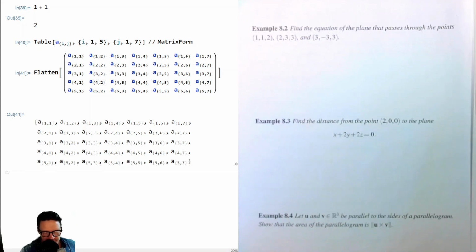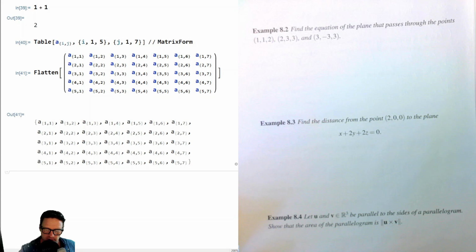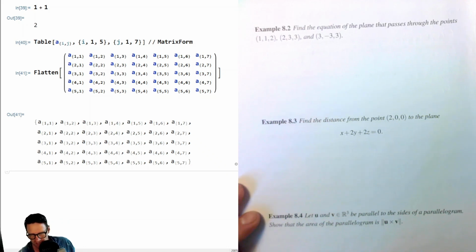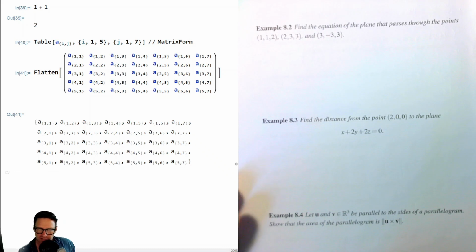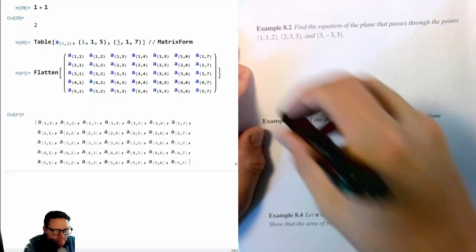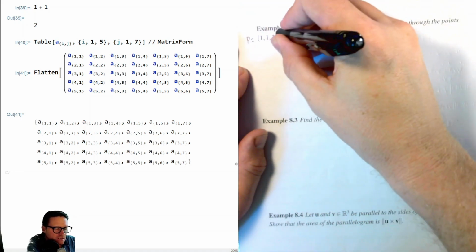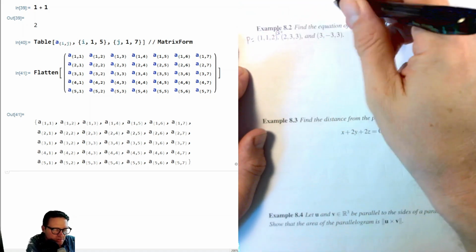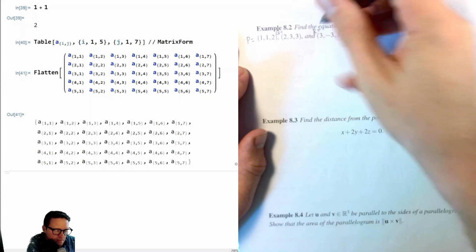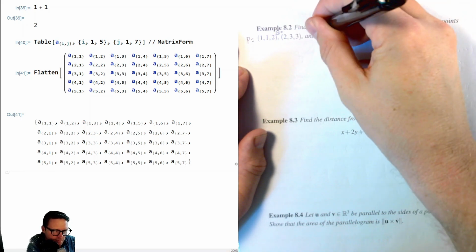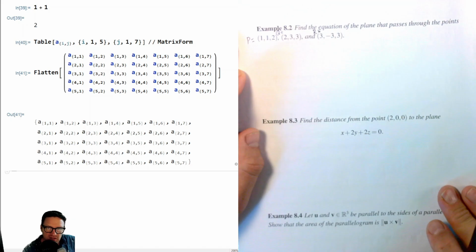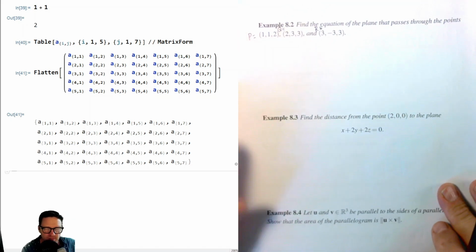So let's have a think about a few geometric thinking problems. Find the equation of the plane that passes through the points. Now let's name them. P equals (1, 1, 2), Q (2, 3, 3), and R (3, -3, 3). Okay, now there are a couple of ways to do this if you remember.